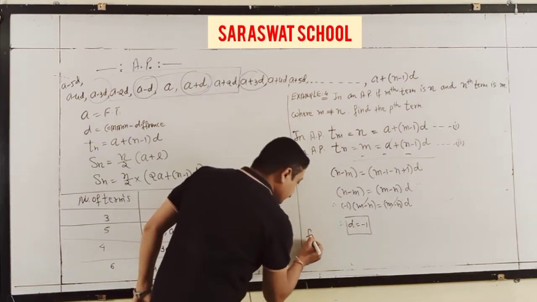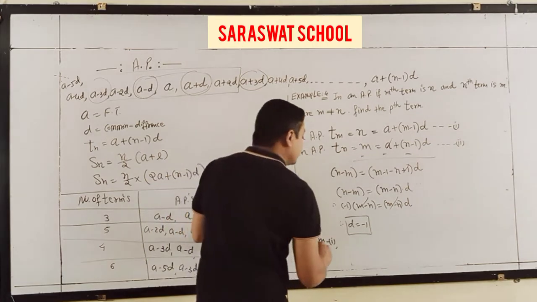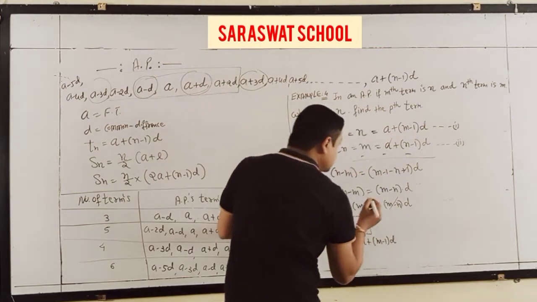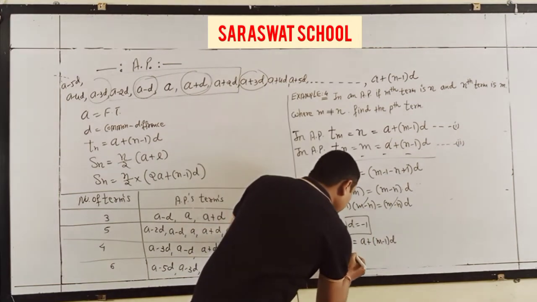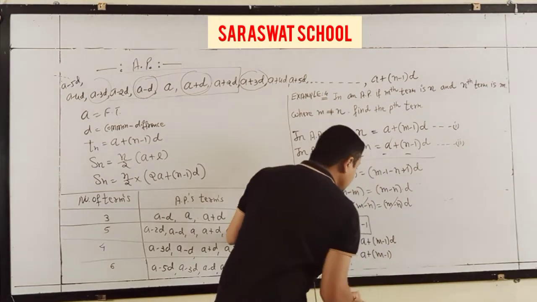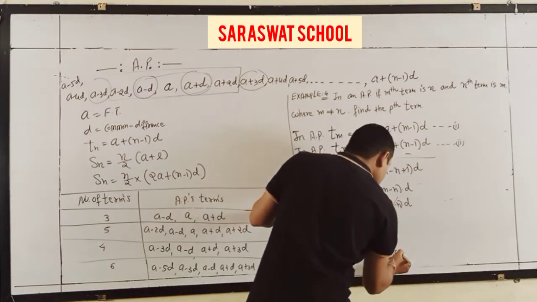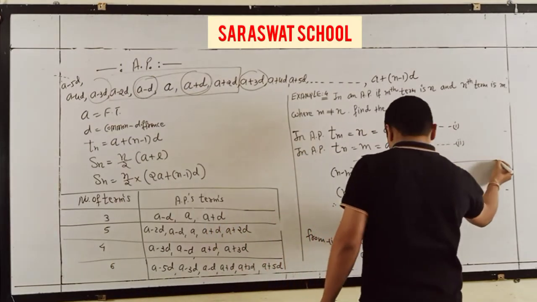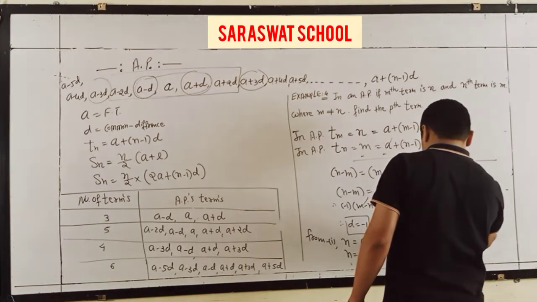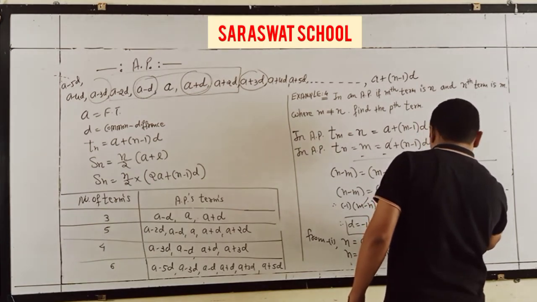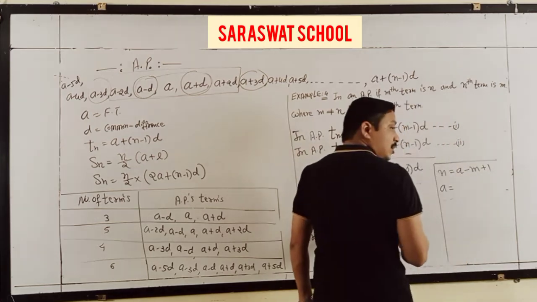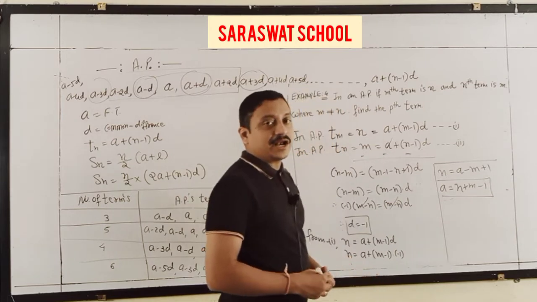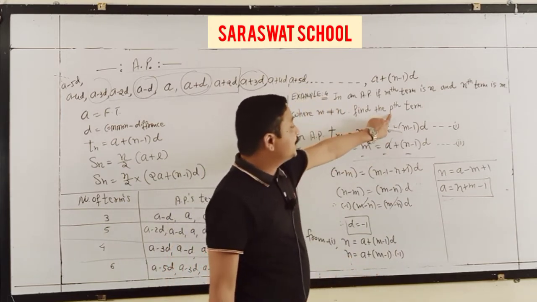Now put that d here, either in the first or the second. I go to the first. From the first, n is equal to a plus m minus 1 d. Now you have to put in n, a, and d is minus 1, and expand. So you get n is equal to a minus m plus 1. So what is your a value? a equals n plus m minus 1.